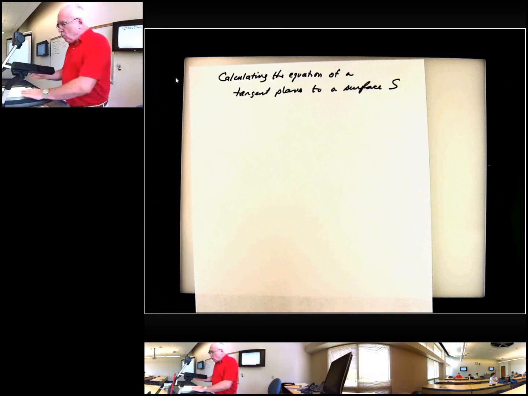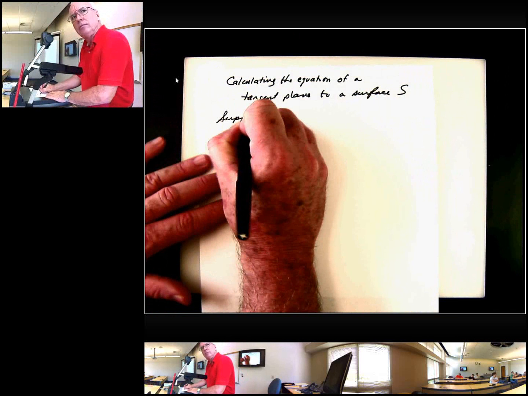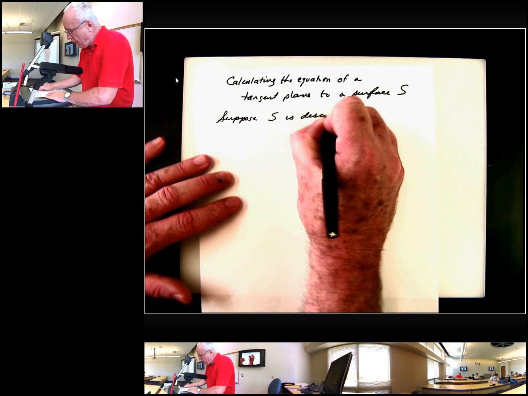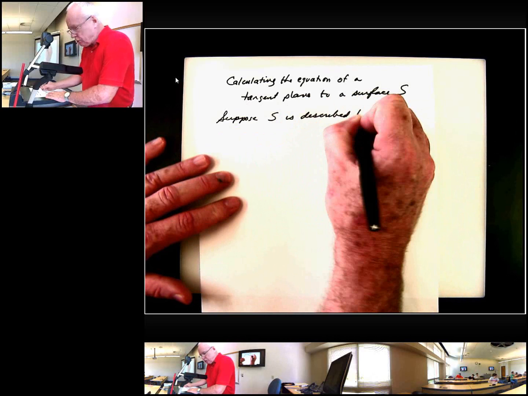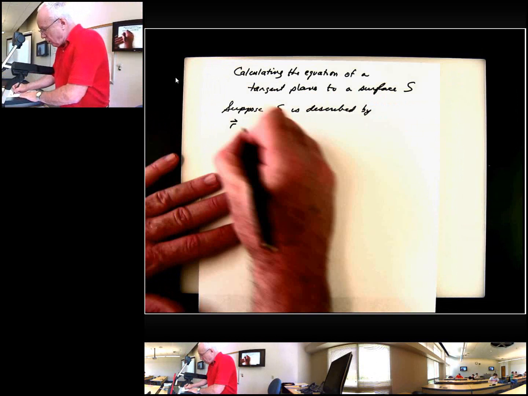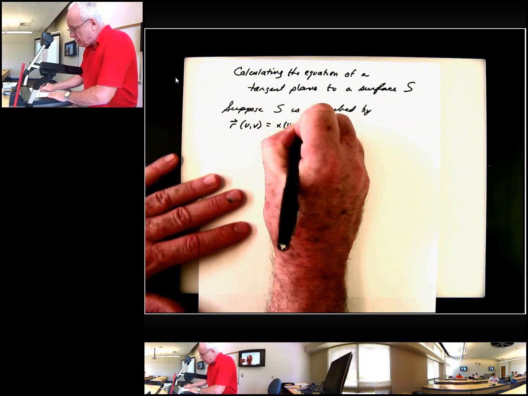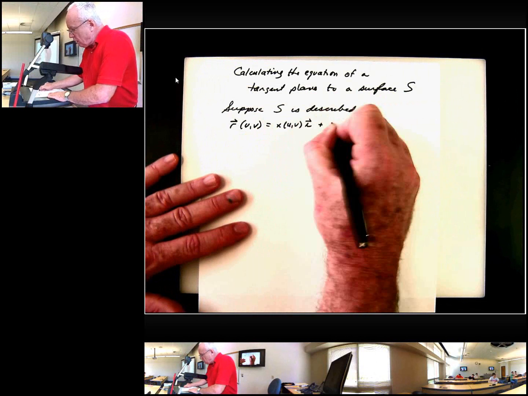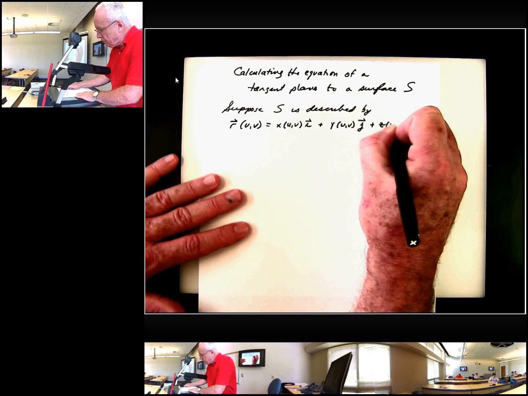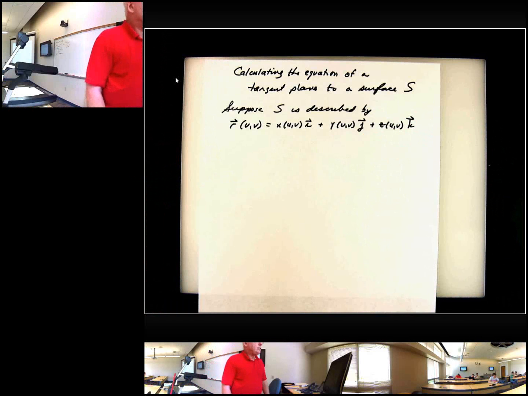All right, so we're going to suppose our surface S is described by, okay, and we're just talking about that parameterization that we've just talked about. Some vector r of 2 parameters, u and v, equaling an x of u and v times i vector plus a y of u, v times the j vector plus a z of u, v times the k vector, all right? So that's our general surface.